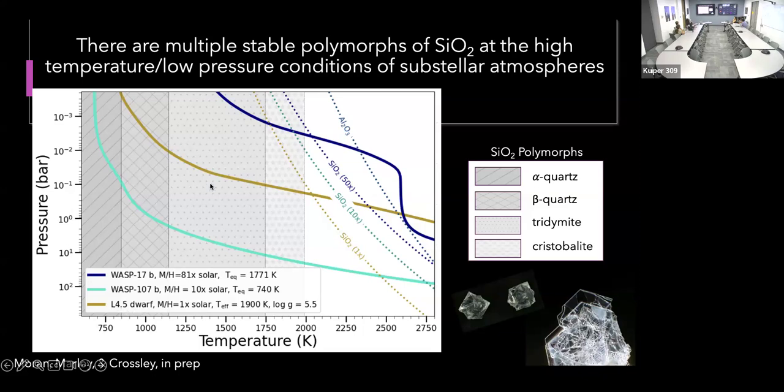And then this L dwarf is actually the best fit from the Sonora grid that fit that Birmingham paper. So again, you're seeing just how things are crossing and where.